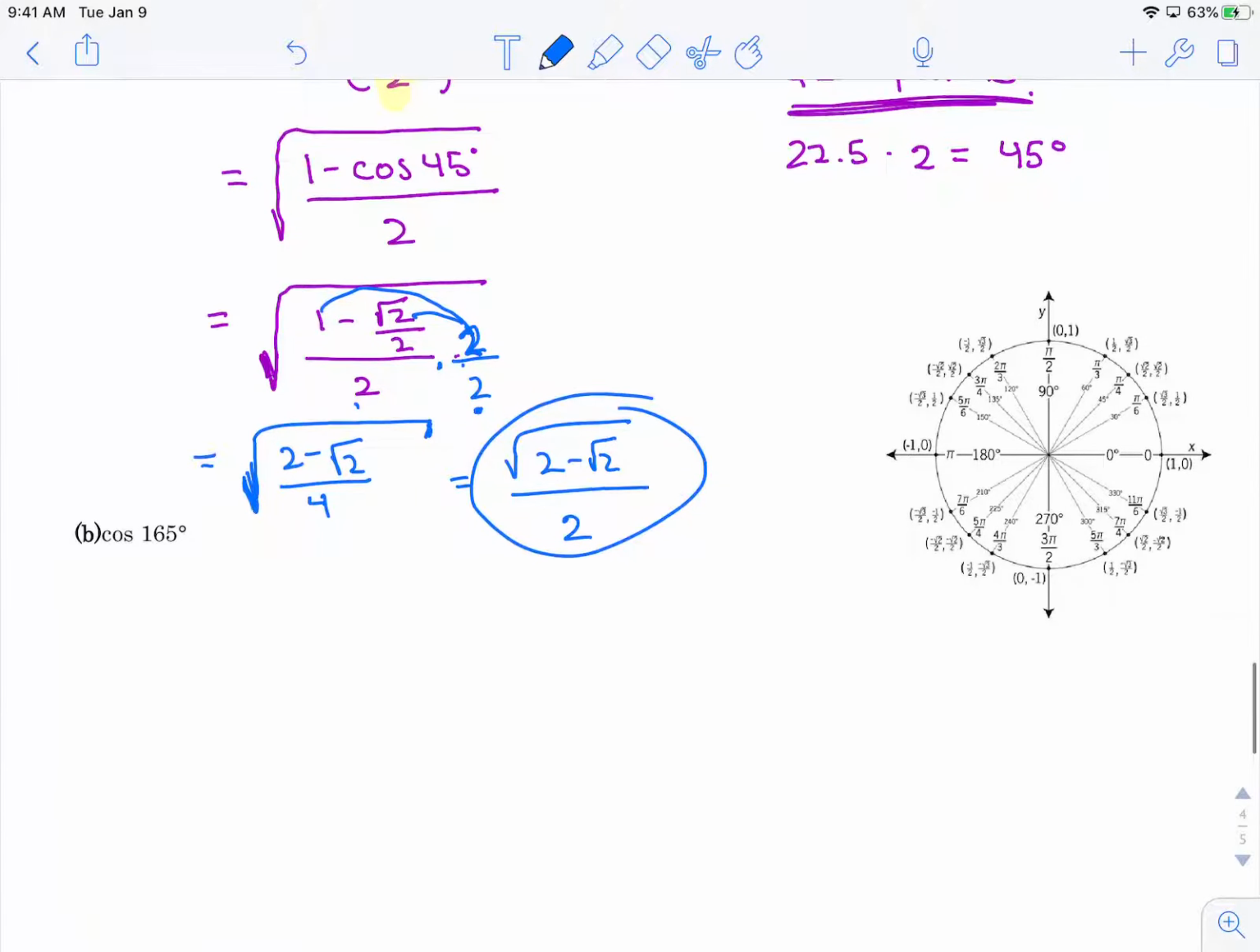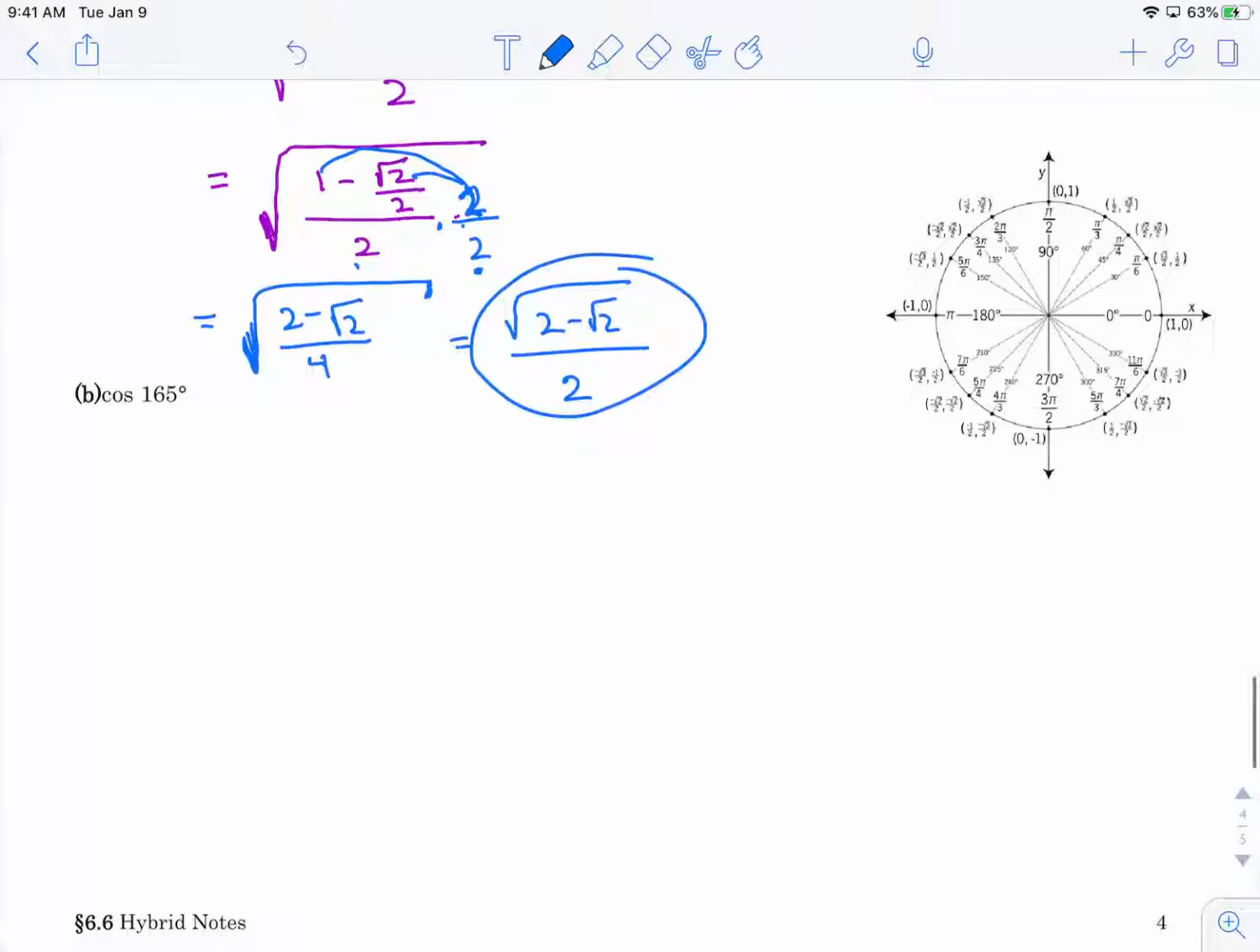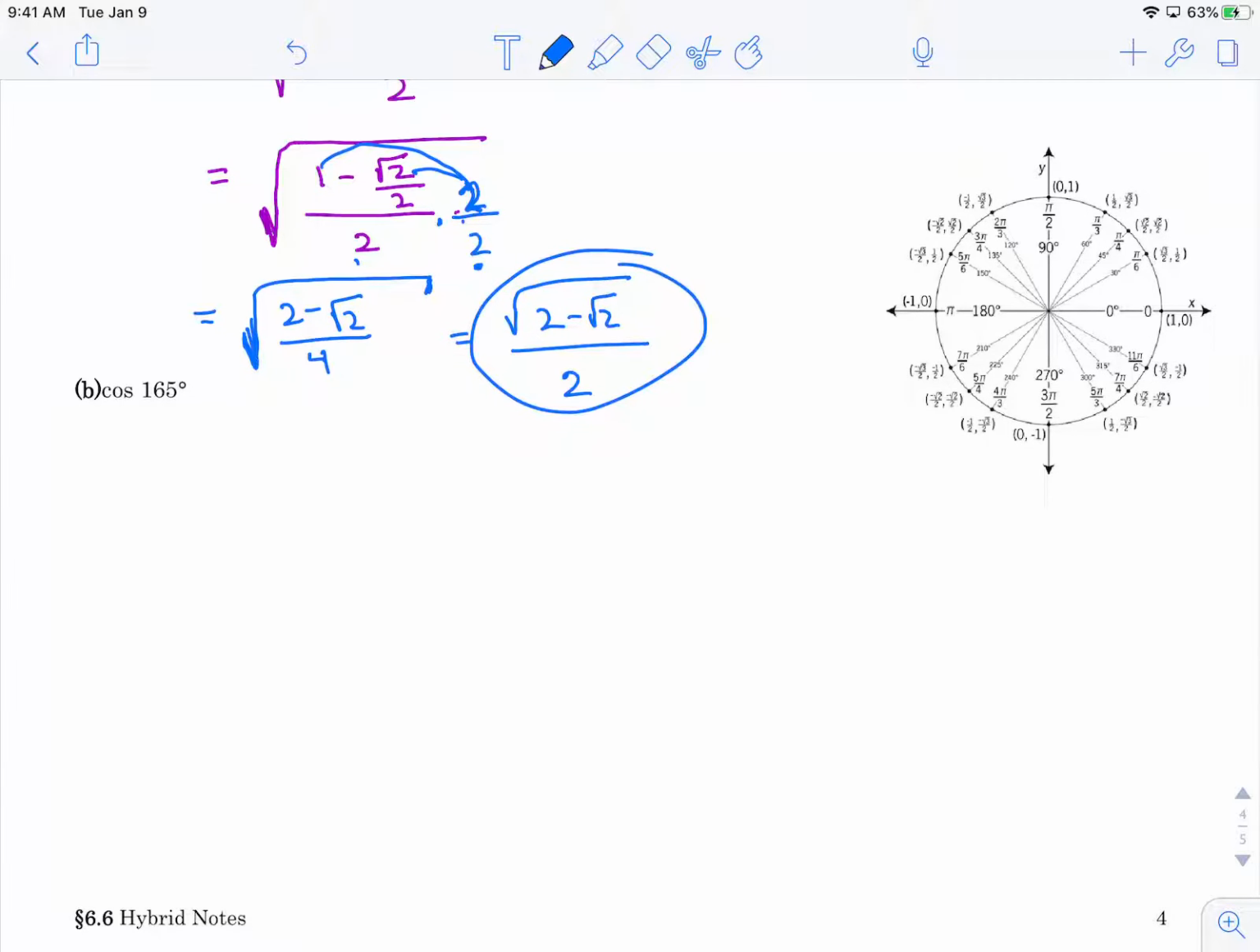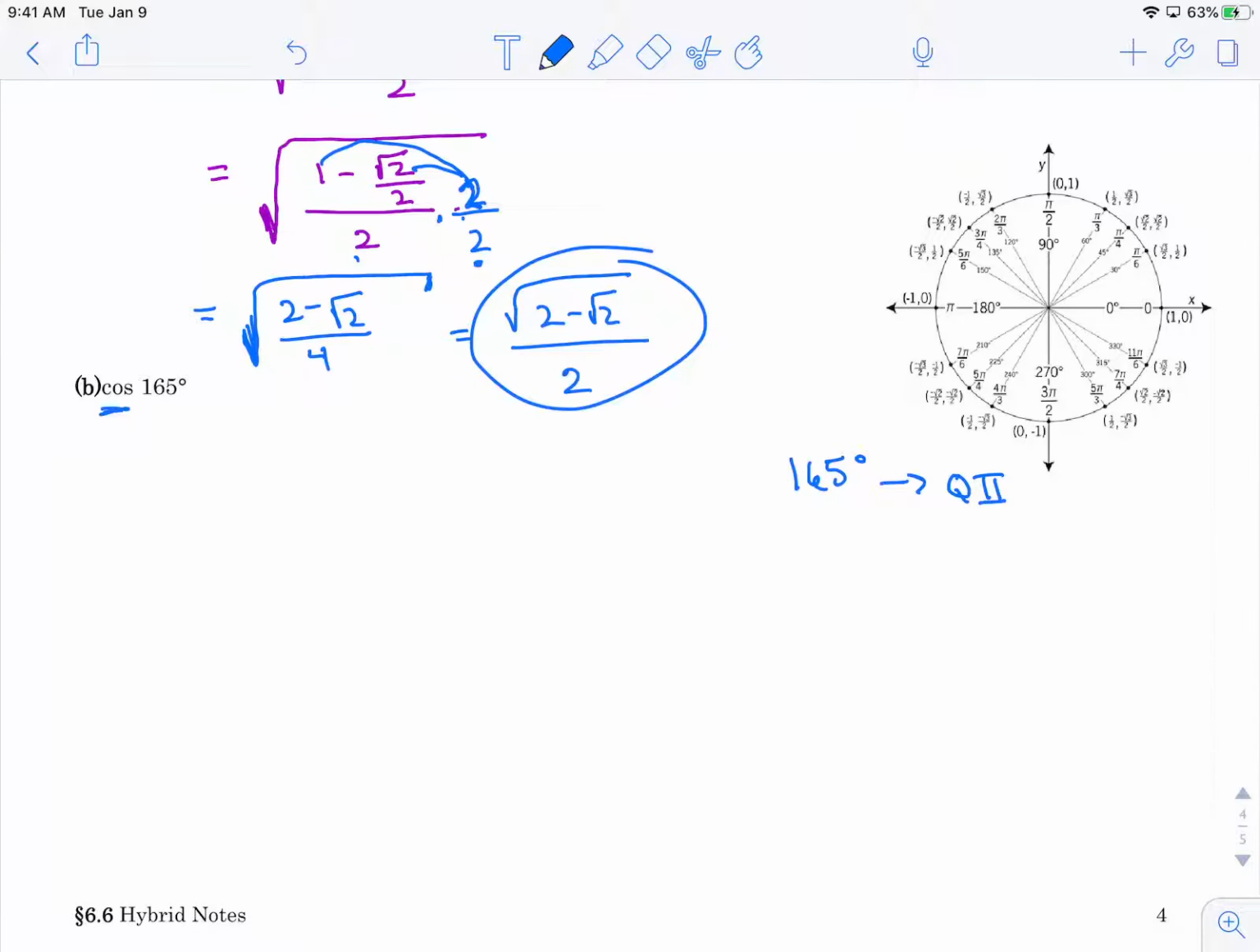Okay, so for this next example, cosine of 165 degrees. It is on the unit circle, but I don't have a clear coordinate for it. So again, first thing you decide, where does 165 degrees live? That would have to be quadrant 2. What is cosine in quadrant 2? Positive or negative? These guys are negative. So I'm choosing the negative. I'm not going to write plus or minus.